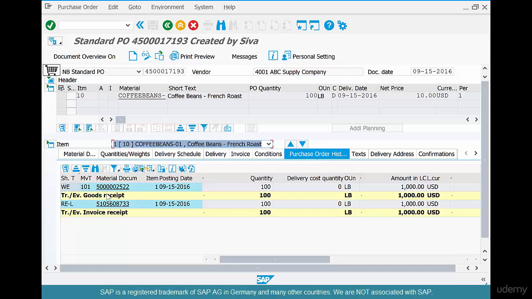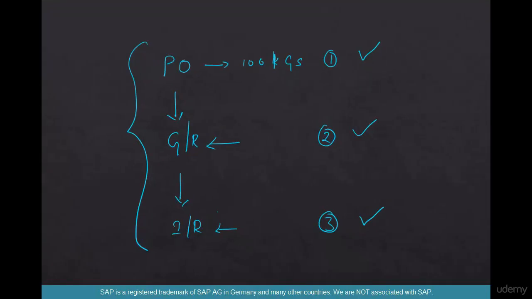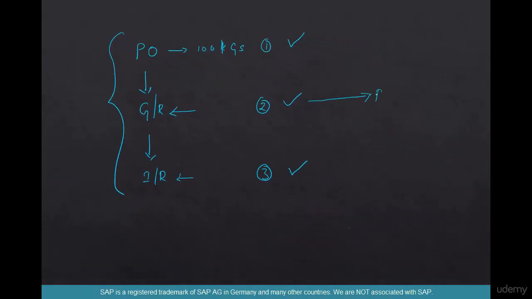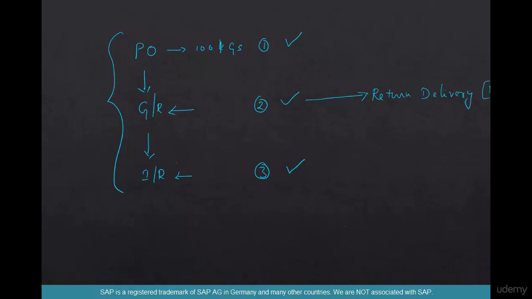And how do we do the return? Returns, typically inventory-based returns, are done with reference to the GR. So with reference to the GR, you create a return delivery. And where do you do it? In MyGo.